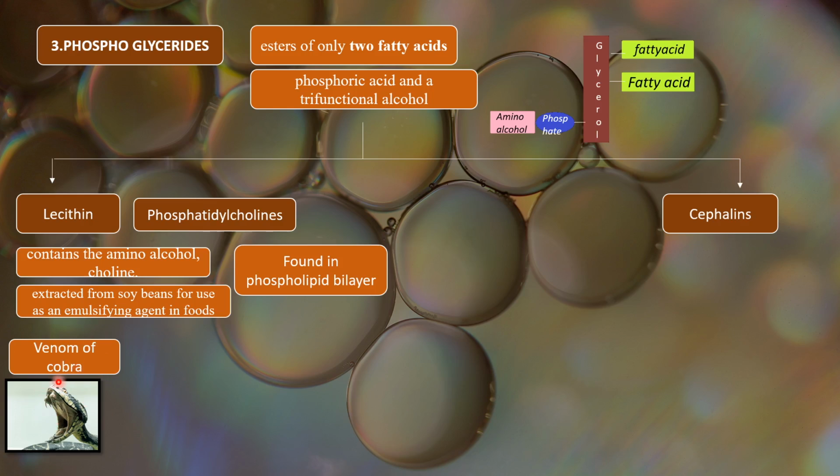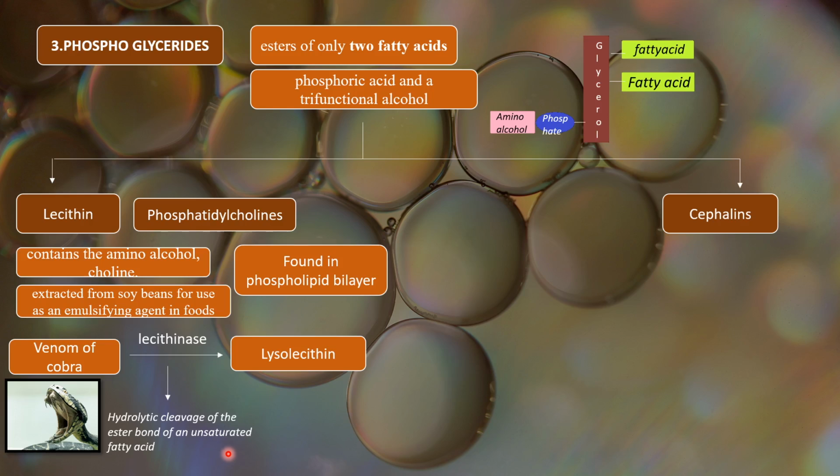cobra. We know that when a cobra bites, the person dies, because the venom of cobra has an enzyme called lecithinase. This lecithinase enzyme can lead to hydrolytic cleavage of the ester bond of an unsaturated fatty acid. It can split the ester bond present in an unsaturated fatty acid, and this leads to the formation of a product called lysolecithin.